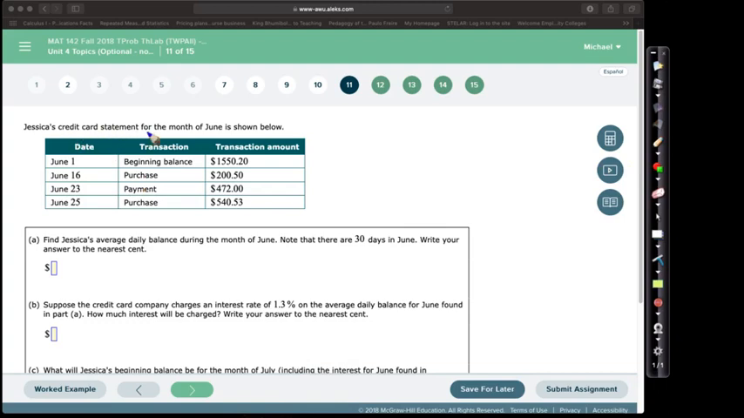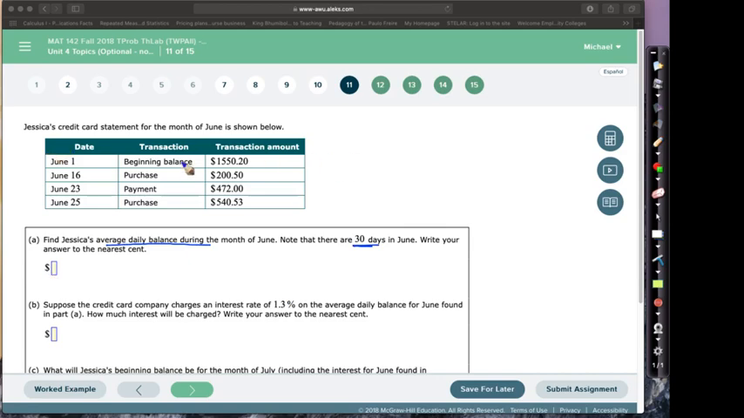So Jessica's credit card statement for the month of June is shown below. Here it is. Find Jessica's average daily balance during the month of June. And it'll tell you that there are 30 days here in June, which is important. Write your answer to the nearest cent.